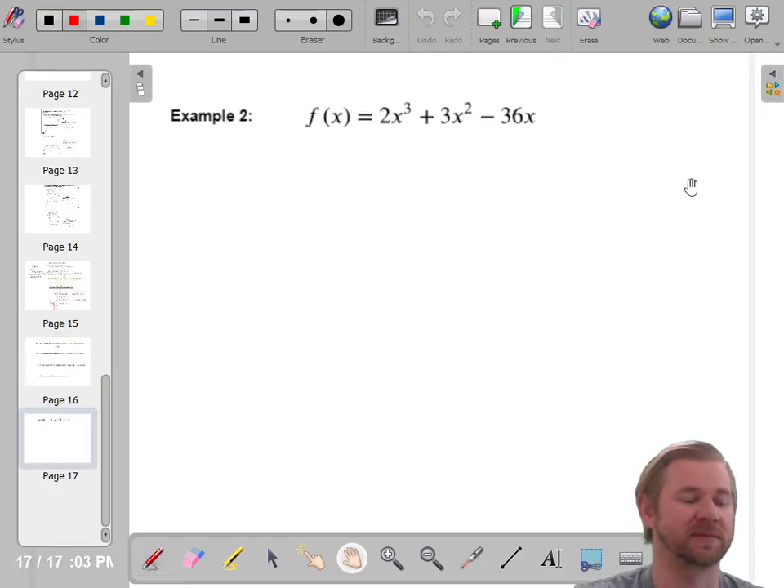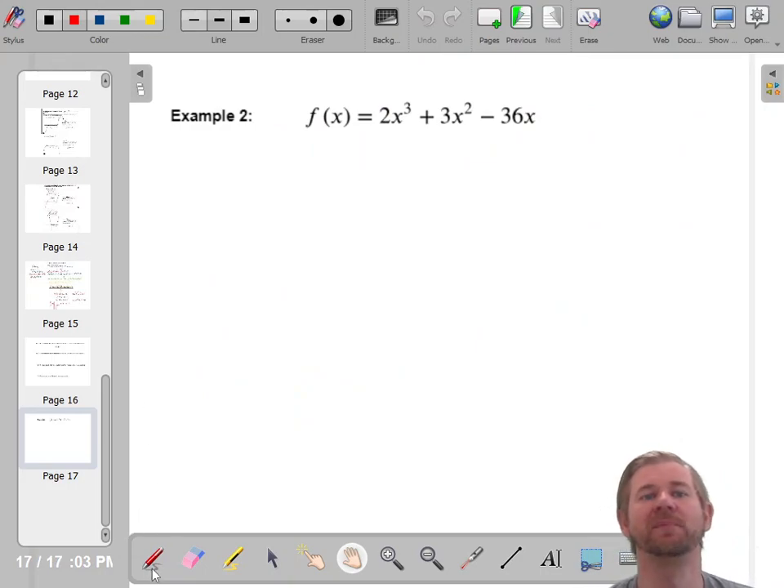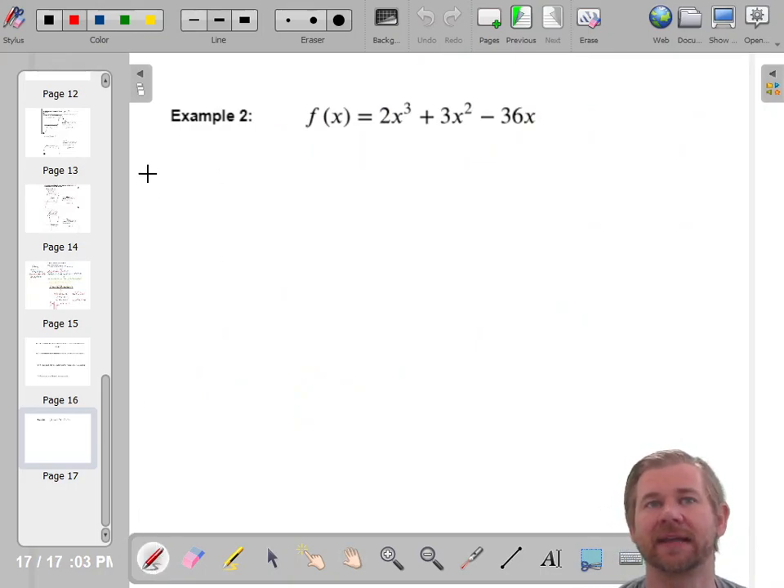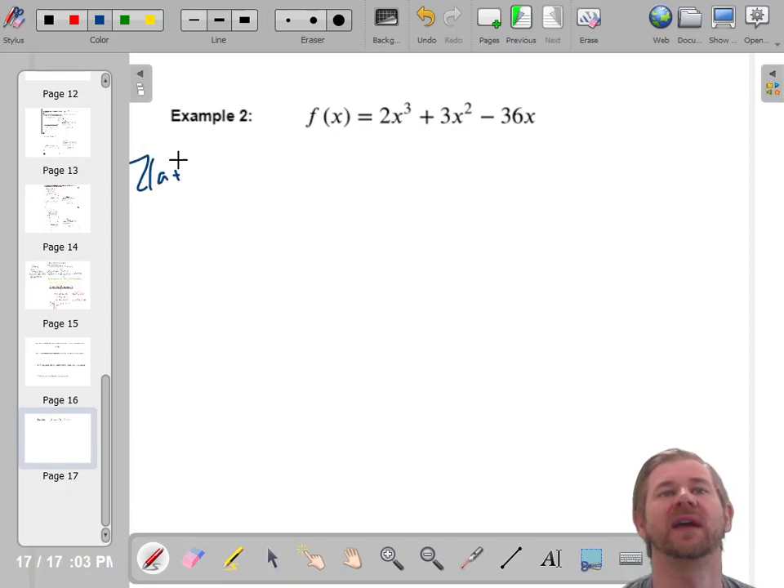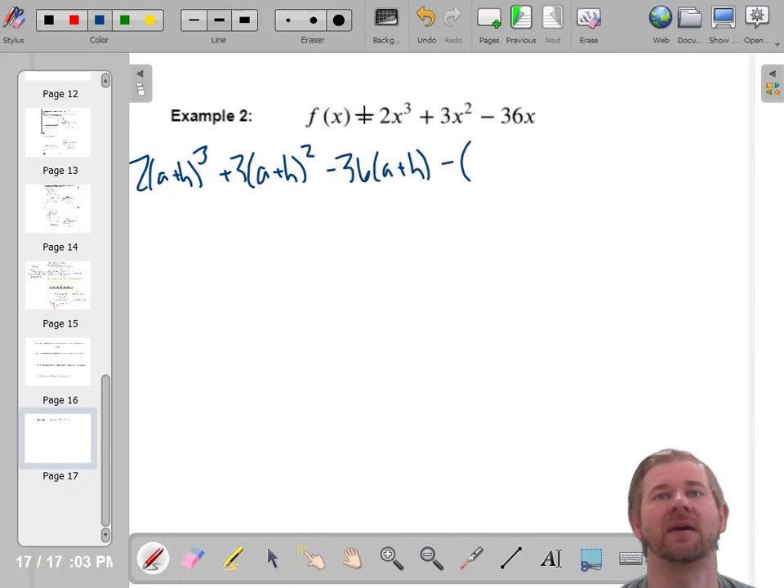Oh, I didn't use those steps. Okay. So because I just did this, I'm not going to write it out again. I know what it is expanded. It's a cubed, maybe I should write the substitution step: 2a plus h cubed plus 3a plus h squared minus 36. There's f of a plus h, and now I'll subtract f of a.